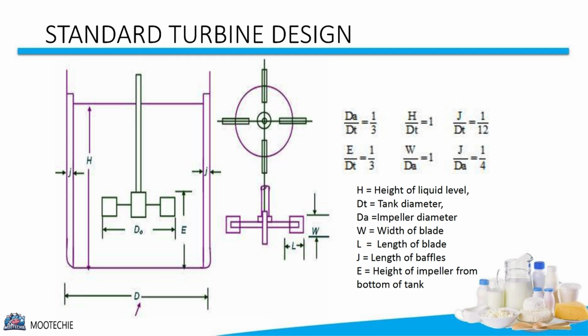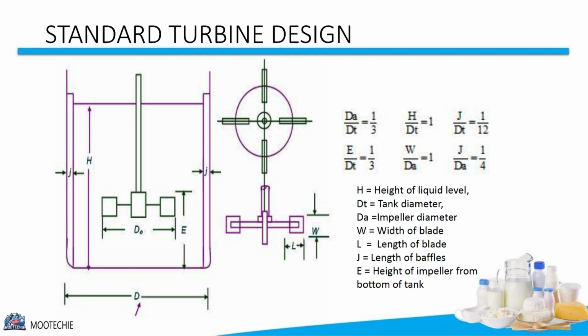The ratio of the impeller diameter, dA, to the tank diameter dt should be 1/3. The ratio of the liquid height, h, to the tank diameter, dt should be 1. The ratio of the baffle length, j, to the tank diameter, dt is 1/12. The height of the impeller from the tank bottom, e, relative to the tank diameter, dt, is also 1/3.